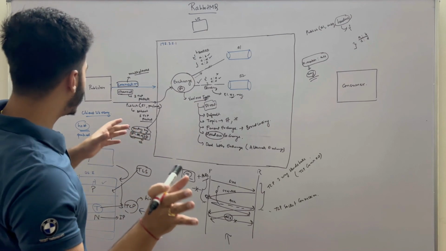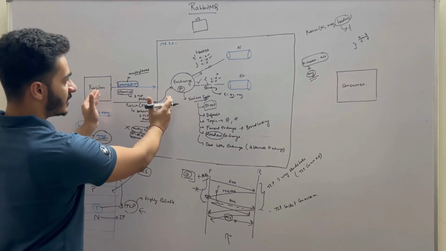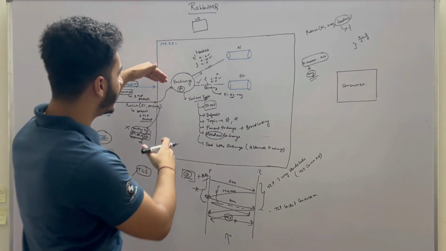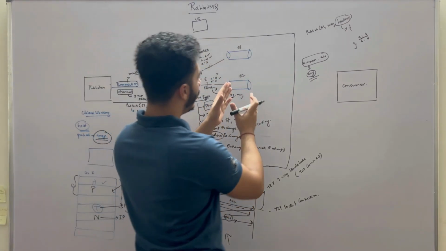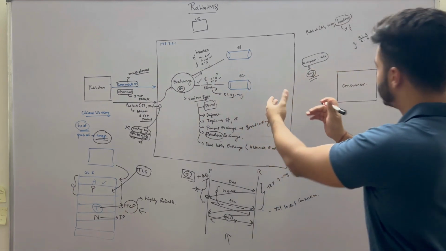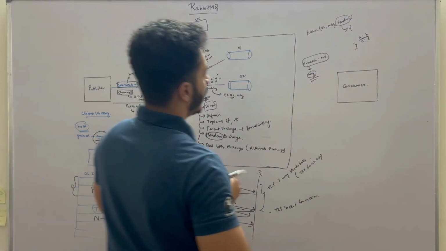So till now we have covered how this connection is established and how this message is routed from this exchange to different queues. But now we have to think how this queue forwards that message to this consumer.